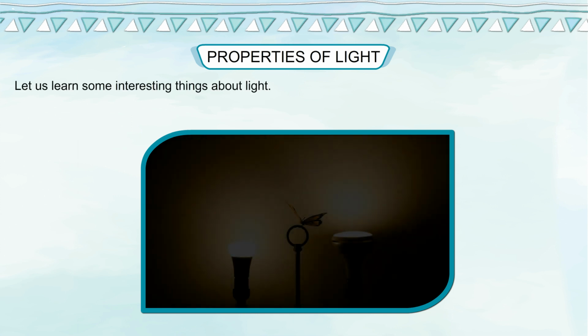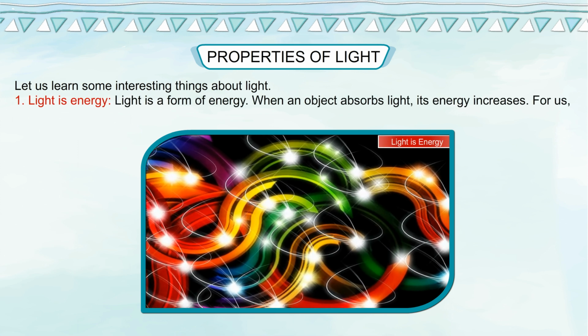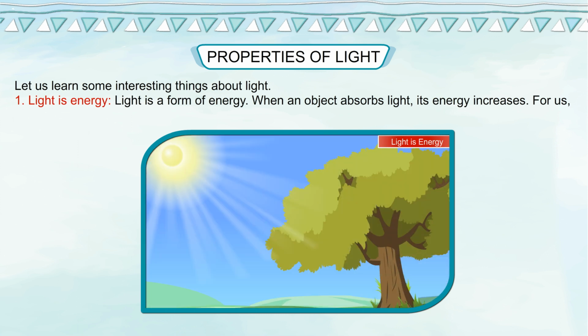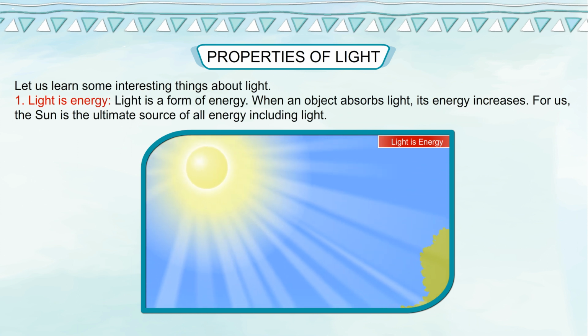Properties of light. Let us learn some interesting things about light. 1. Light is energy. Light is a form of energy. When an object absorbs light, its energy increases. For us, the sun is the ultimate source of all energy, including light.